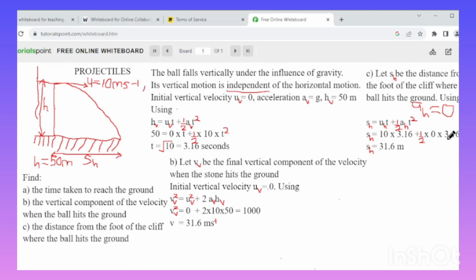Then times our t squared, which is 3.16 squared. If we do this, all of this becomes 0, because 0 times anything gives 0. Then we have 10 times 3.16, and that will give us 31.6 meters. That tells us that our s subscript h, which is the distance where the object lands from the foot of the cliff, is 31.6 meters.